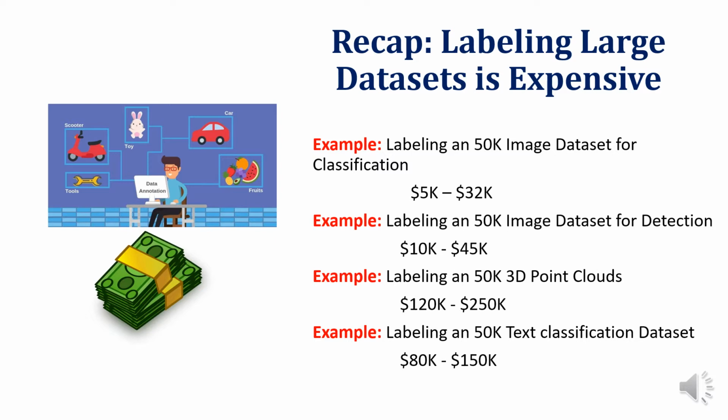Likewise, if you had to label a 50,000 image data set for object detection, the cost would range between $10,000 and $45,000. And if you had to label a 50,000 large 3D point cloud, the cost is going to be even more phenomenal. And when it comes to text, you have to spend a lot of time also parsing and reading the text, and therefore the cost can be higher, ranging from $50,000 to $150,000.